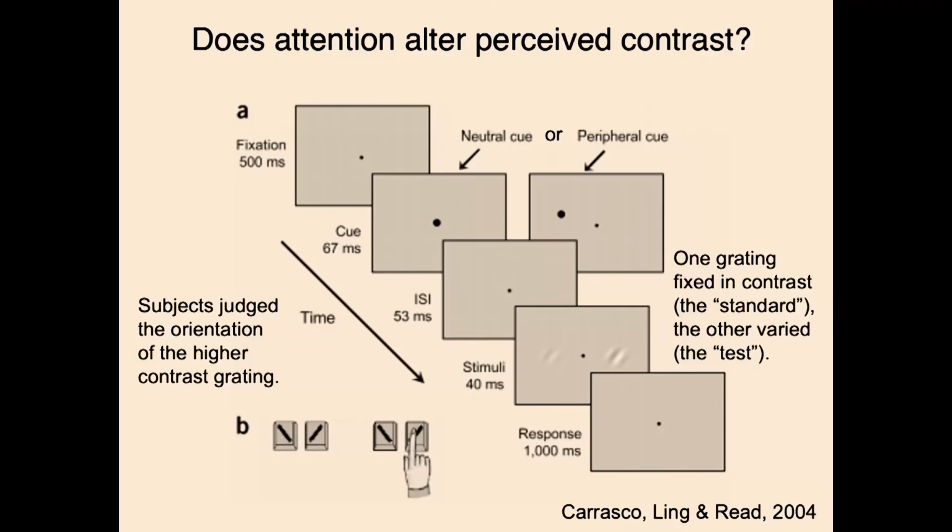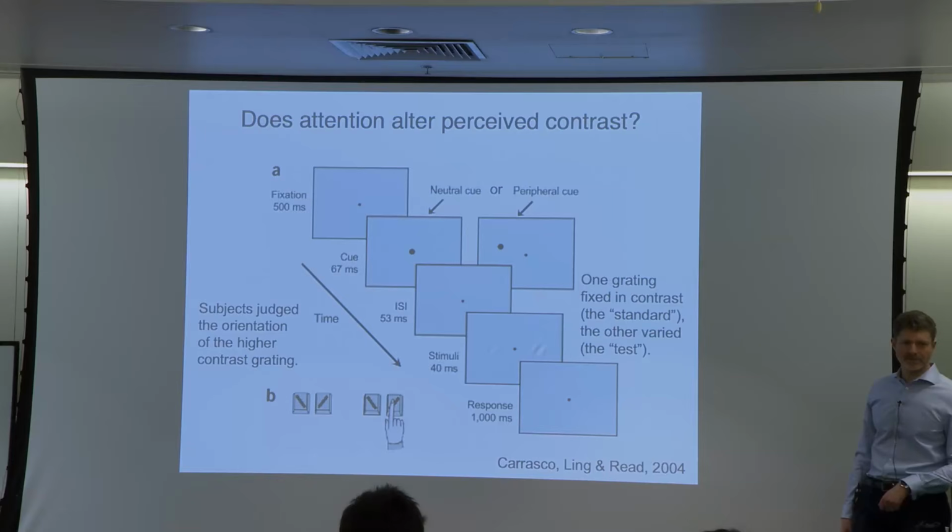So, can anybody tell me, why did they design this the way that they did? All right, so what's the point of having people do this orientation task? So if really what you're interested in is whether the cue is going to alter perceived contrast, why not just directly ask people about the contrast? Can anybody think of why?